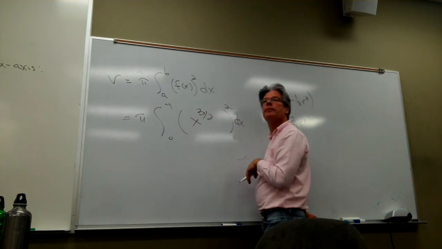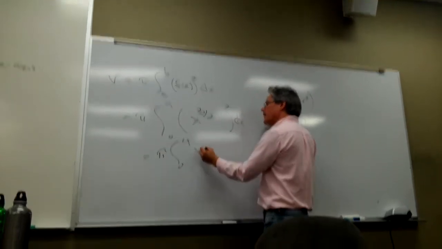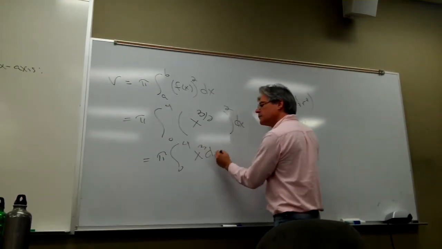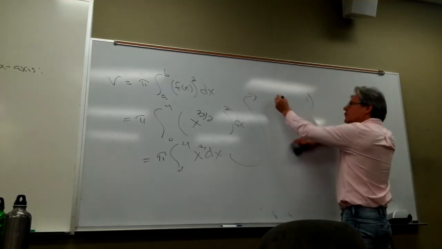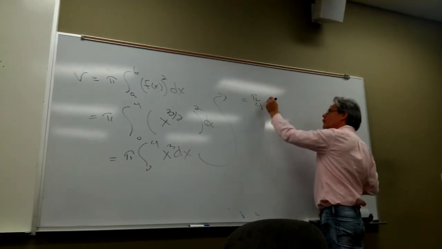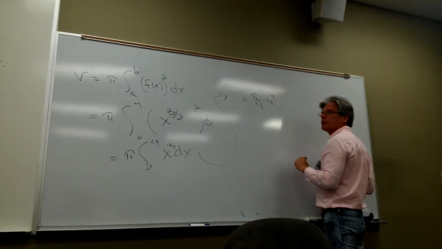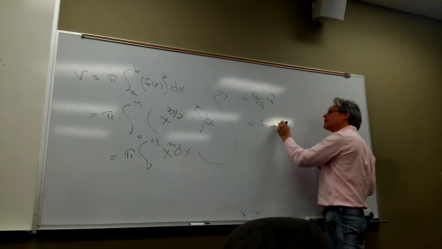That's what I'm going to square. I guess that gives me pi times the integral from 0 to 4 of x cubed with respect to x. Or shall I say, that gives me pi over 4 times 4 to the 4th. Is that 64 pi?